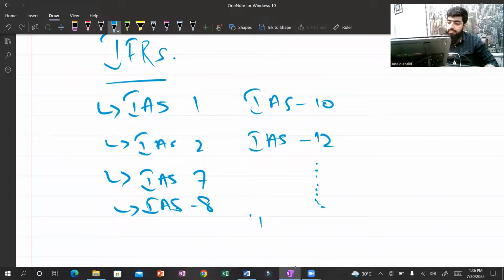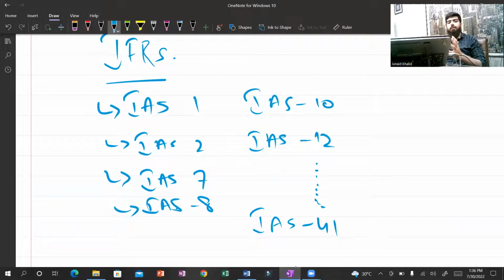Recently, the last standard of IAS was IAS 41. Now, these are basically chapters, but in IFRS we say IAS 1, IAS 2, IAS 7, and so on. These International Accounting Standards discuss the accounting treatment of any area.